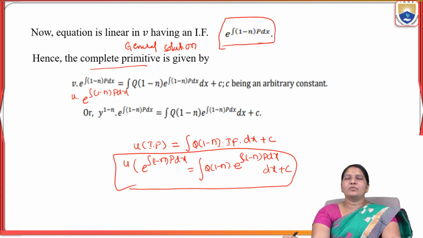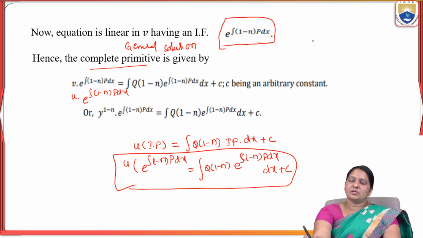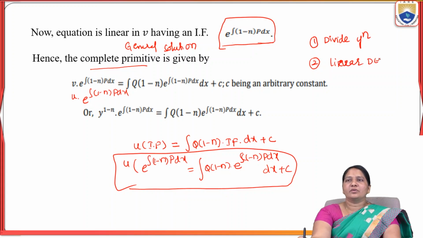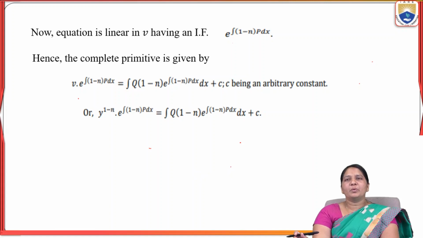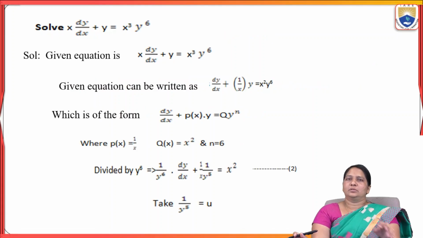So in this procedure, what are the steps we did to solve the Bernoulli's equation? First, we divide with y power n. After that, we convert it into a linear differential equation. After that, in the third step, we find the integrating factor. In the last step, we find the general solution. So this is the procedure we follow to solve the Bernoulli's differential equation. Now we are moving to example problems to get proper clarity about the procedure.